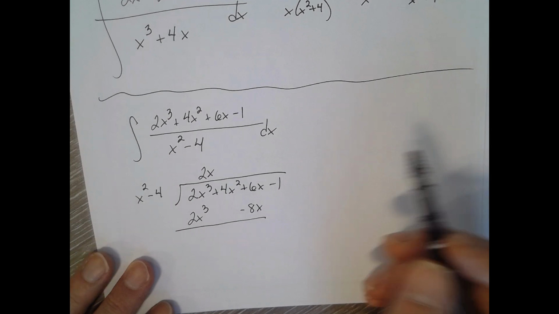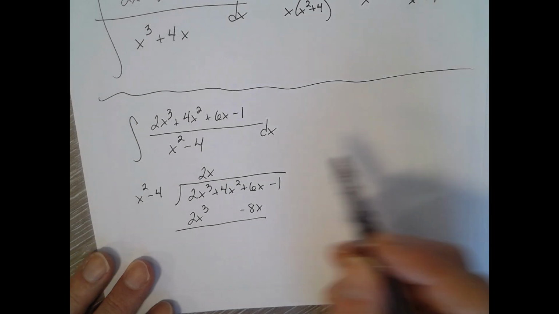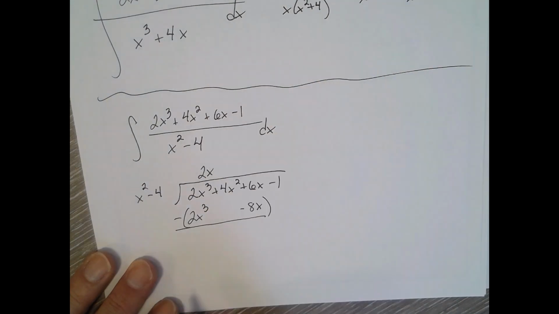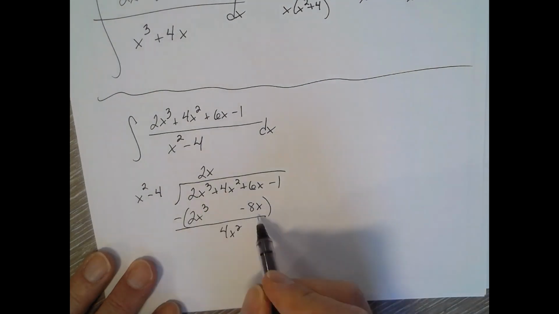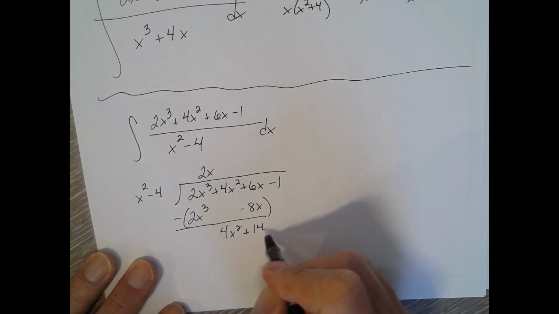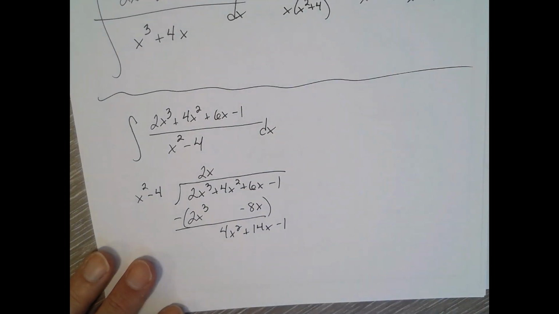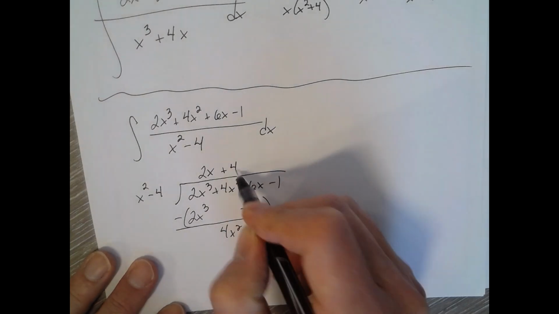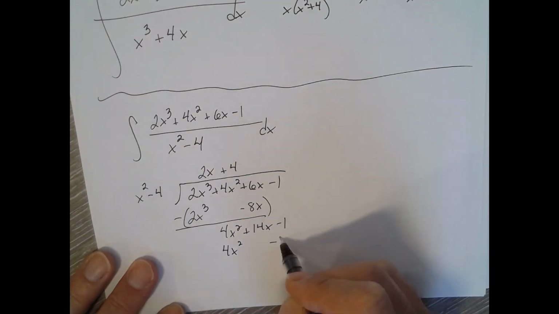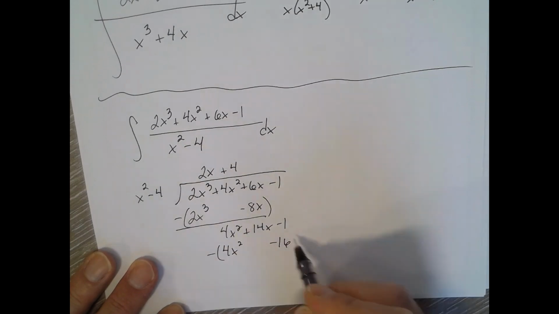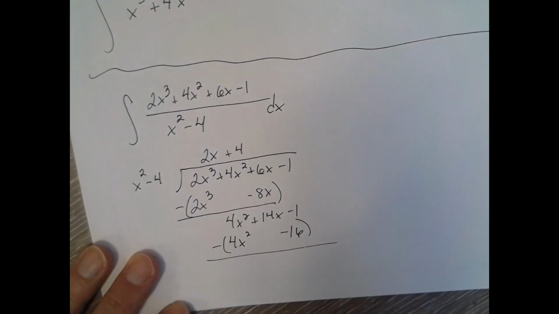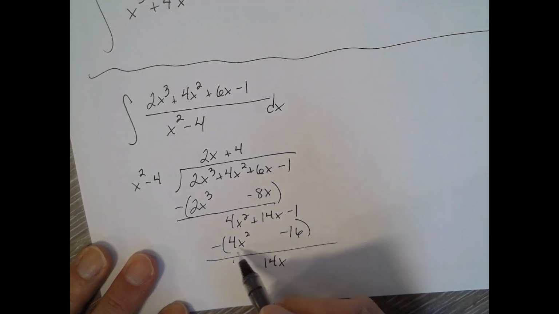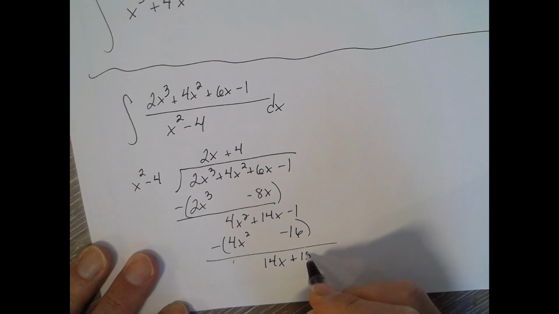Okay, so now we have that. We're going to subtract. That's gone. So now I have 4x squared. 6x minus a negative 8x is 14x. Bring down the minus 1. x squared goes into 4x squared 4 times. 4x squared minus 16. Subtract. Gone. 14x, negative 1 plus 16 is plus 15.